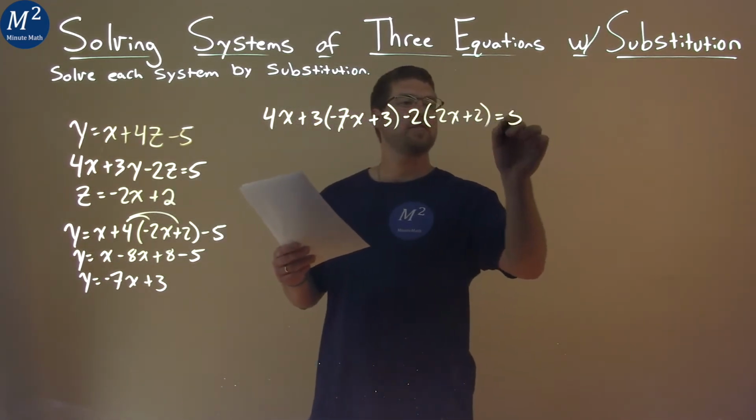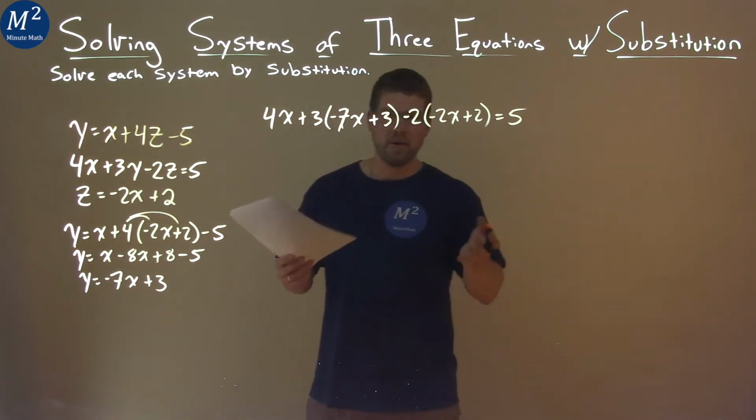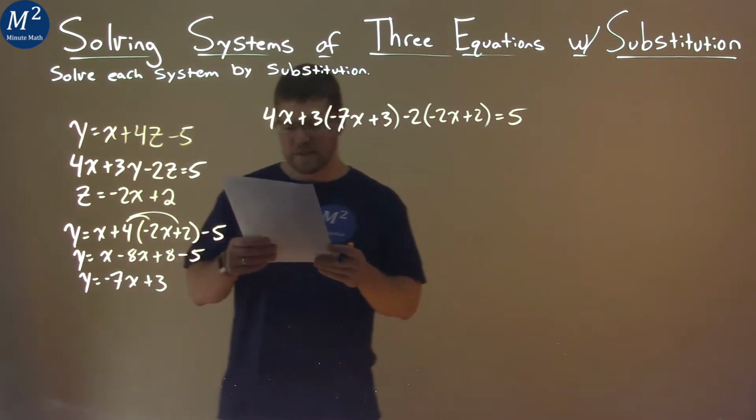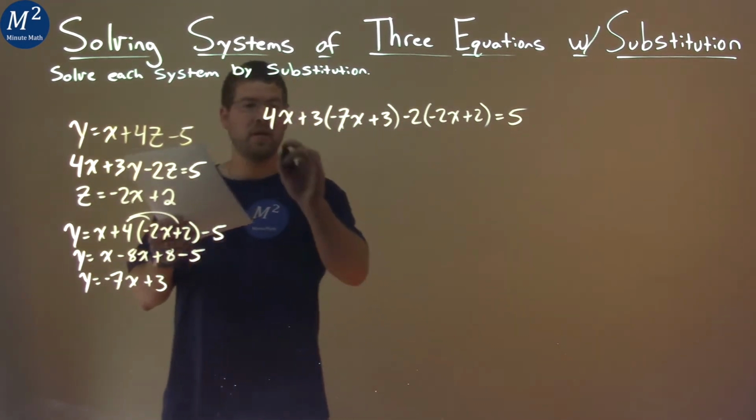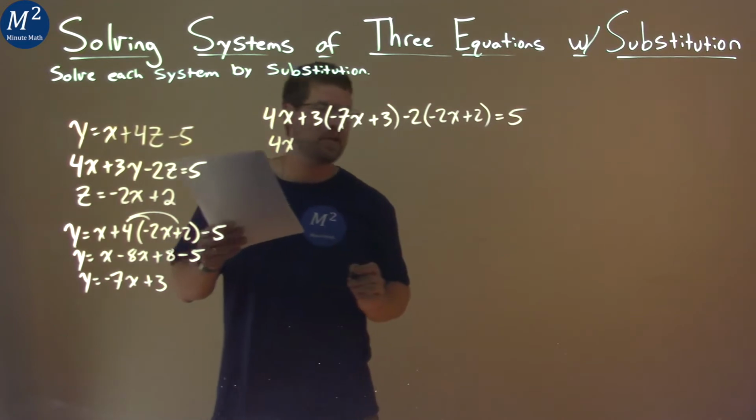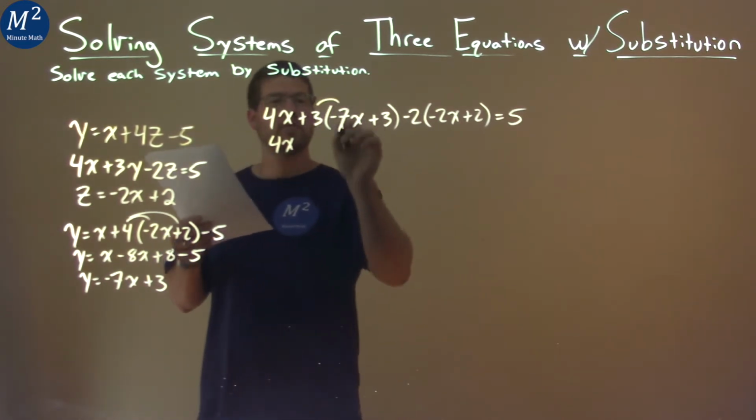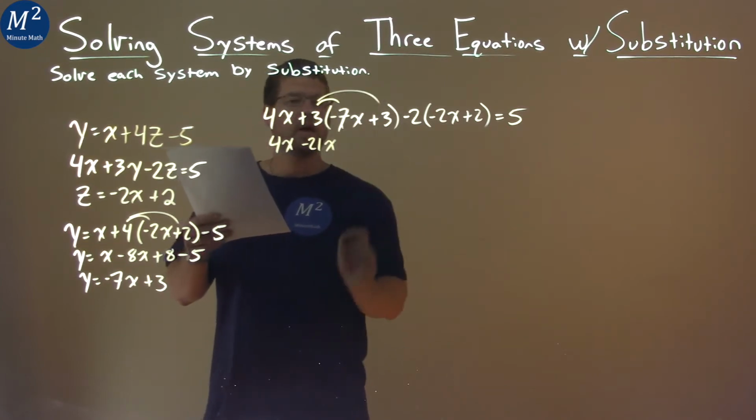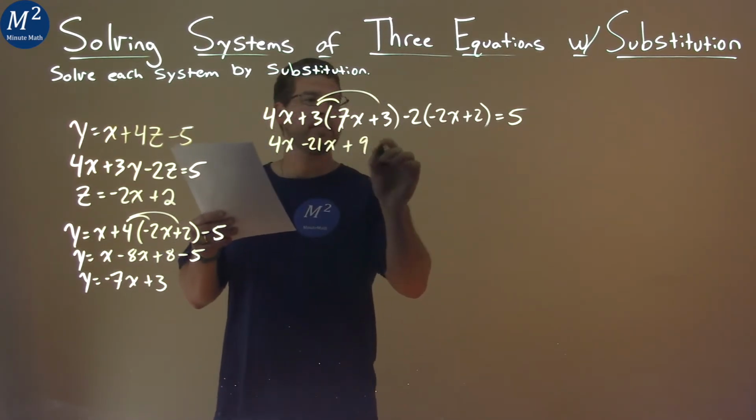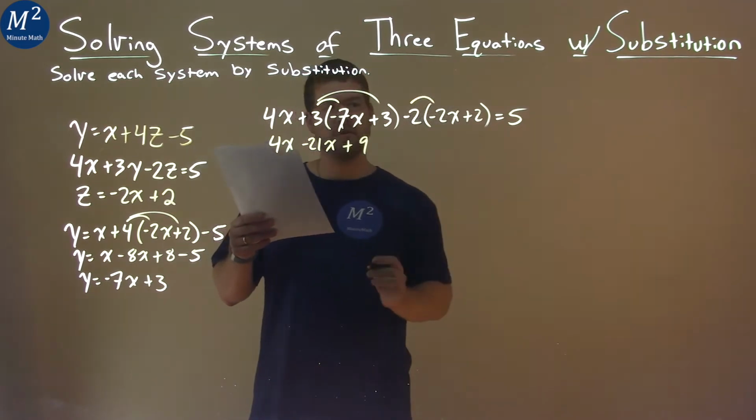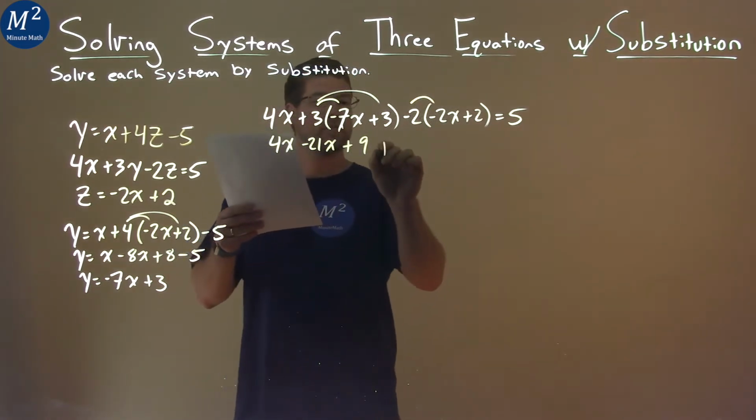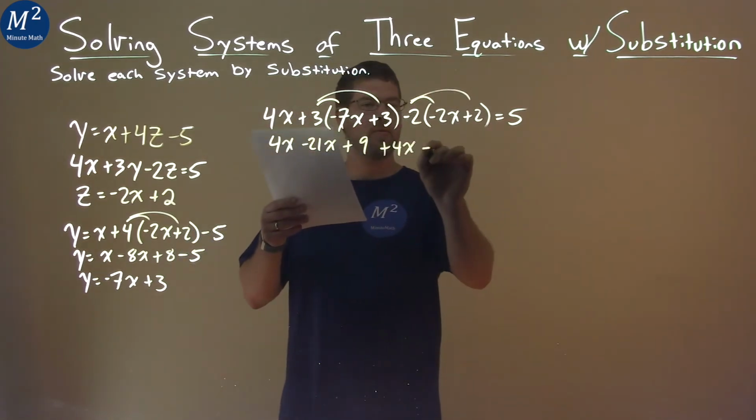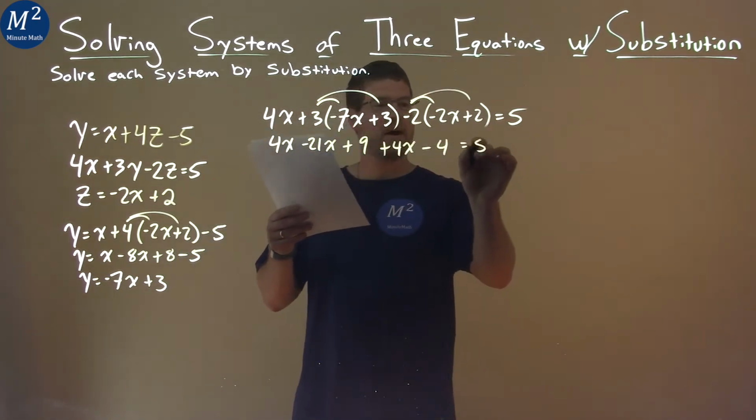Now don't be afraid, this is a large equation, but what makes us happy is we only have x's in it. So we know we can simplify this and get x by itself. So let's bring down and simplify, taking little steps at a time. 4x comes down, distribute the 3. 3 times negative 7x is a negative 21x. 3 times the 3 is a 9. And then we have minus 2 times negative 2x is a positive 4x. And minus 2 times 2 is a negative 4. And that's equal to 5. All right?